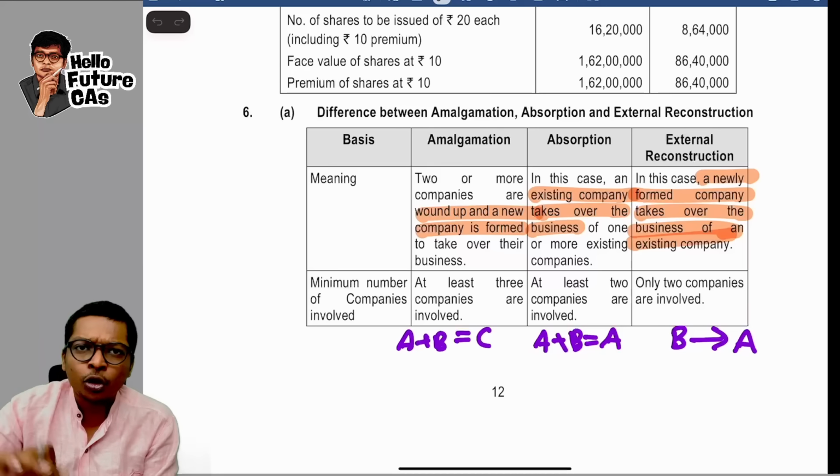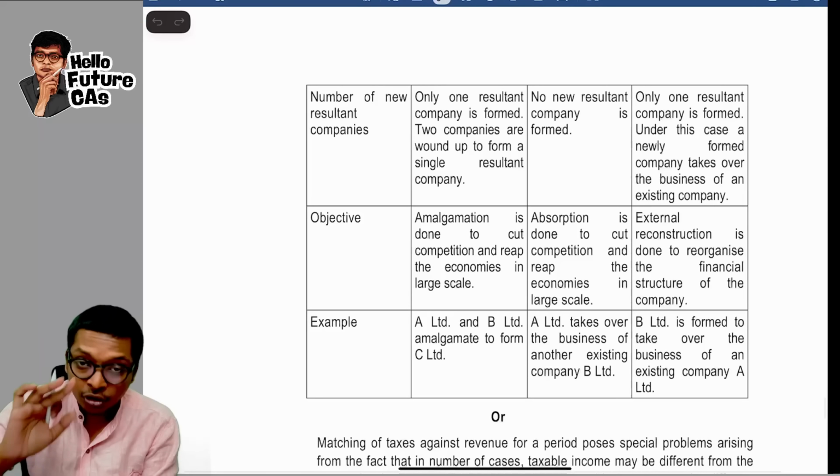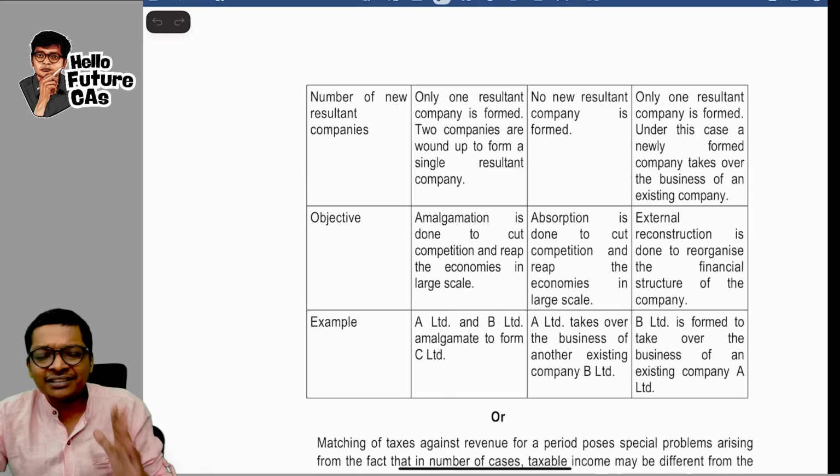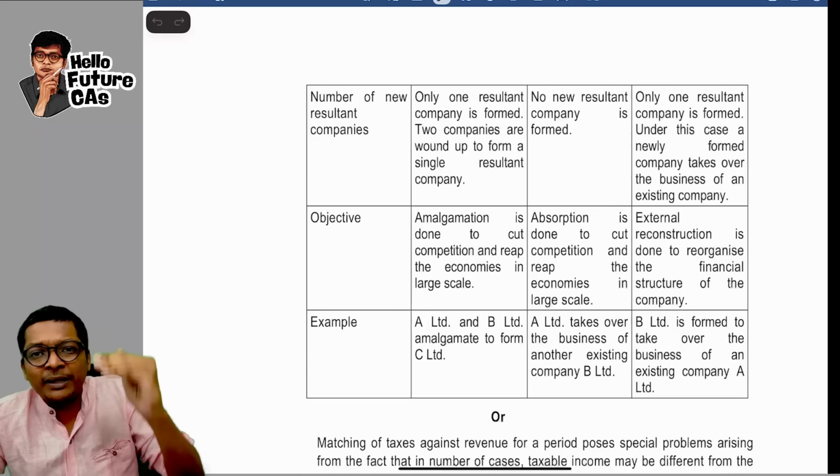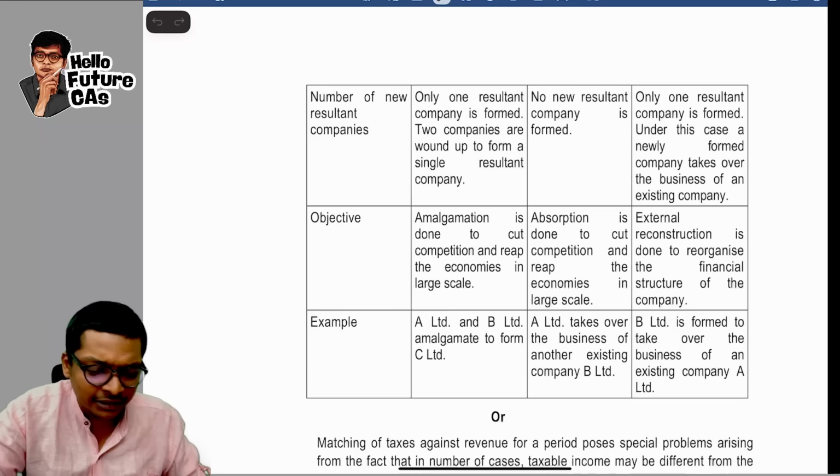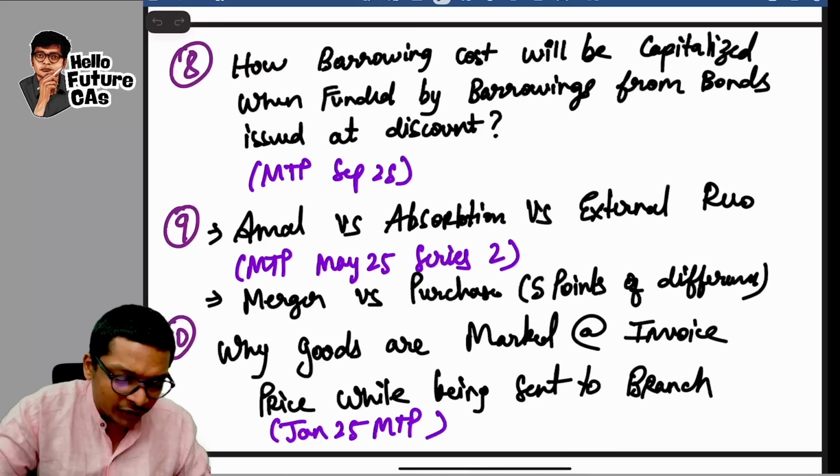Again, pause. Note down these 2 points. Again, come down. You have 3 more differences. Now that you know the concept, you can quickly go through this. Pause, take a screenshot. I'm going to go to the next question, guys.